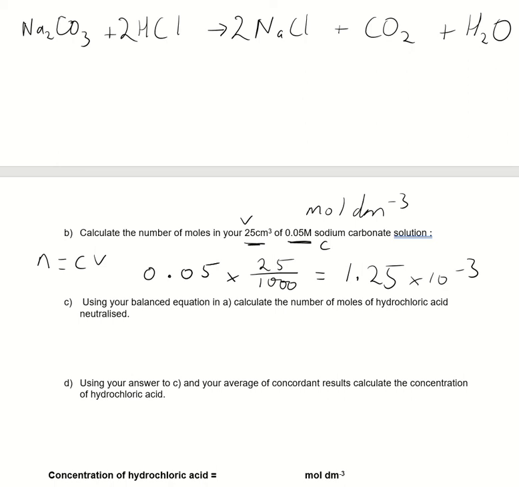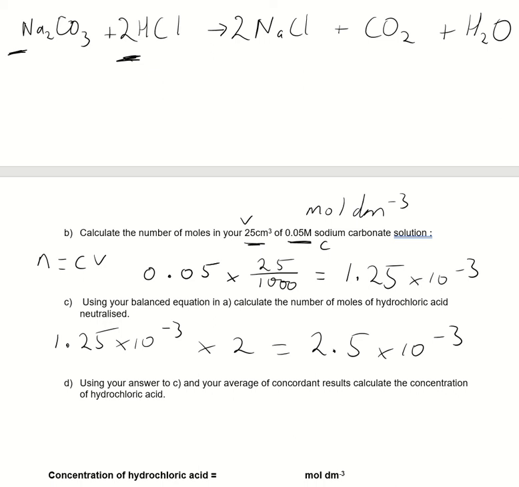Now, using your balanced equation, calculate the number of moles of hydrochloric acid neutralized. So we've got a 1 to 2 ratio up here. So for every 1 mole here, we'd be neutralizing 2 moles. So all I need to do is that there. So multiplying it by 2, 1 to 2 ratio.